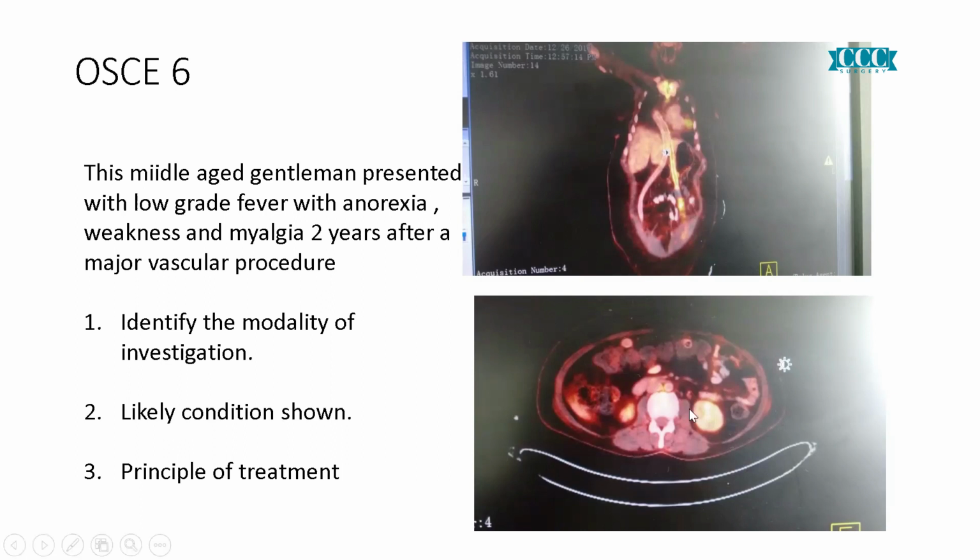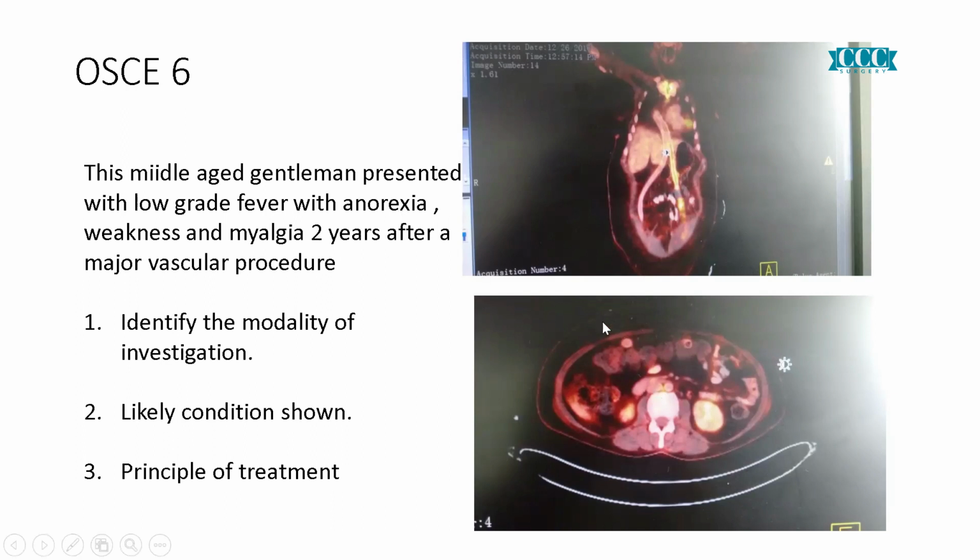What is the likely condition then, given the history, given these images? And you can see, if I show you the graft, now there are a few metabolically active tissues which are glowing on their own. This entire thing is not glowing so much, but see the left limb of the graft. This is shining bright. On the cross section, again, this is not so shiny, but this is the graft which is shining bright. So what is the likely condition that is shown here with this history?